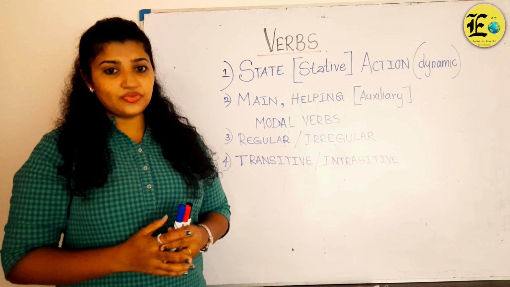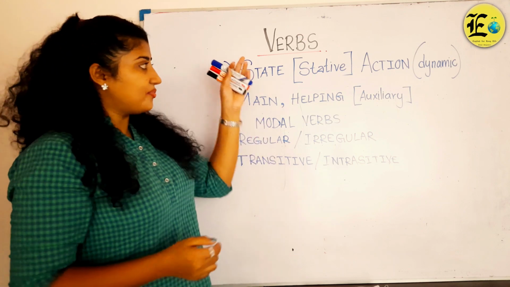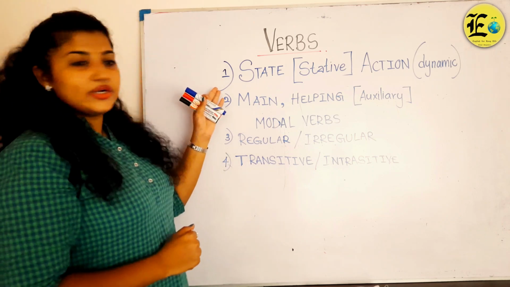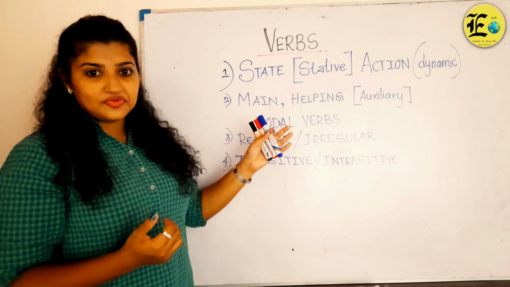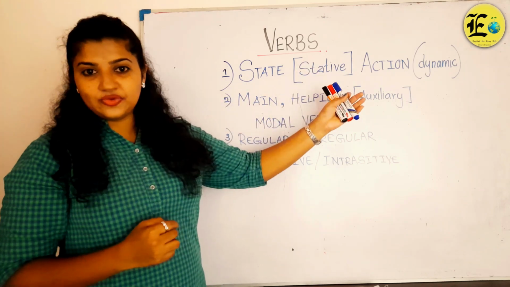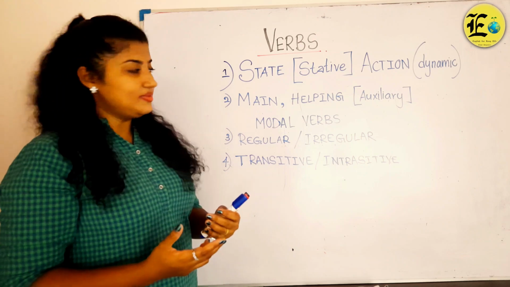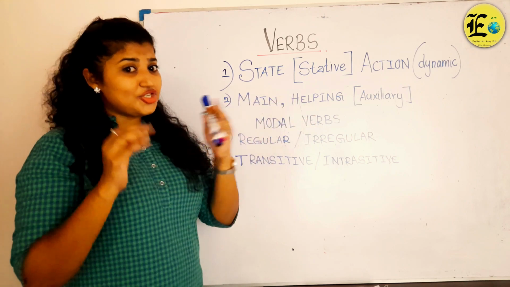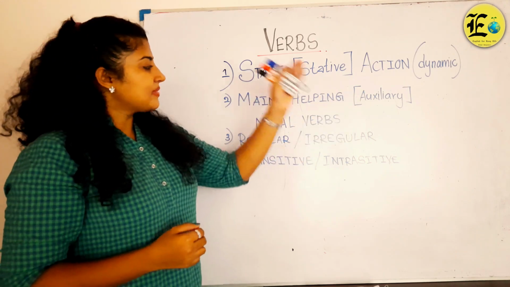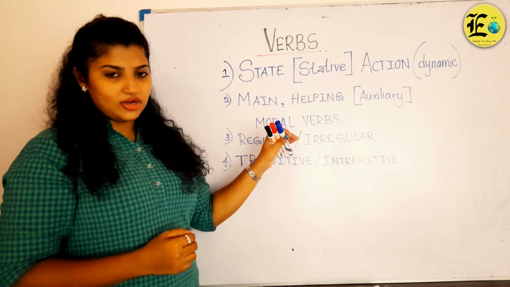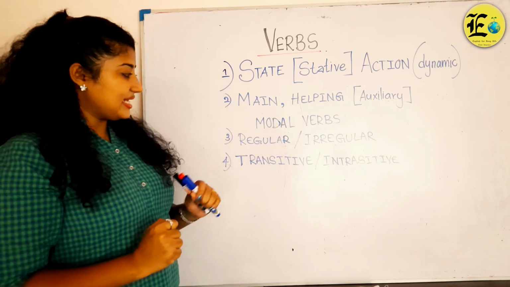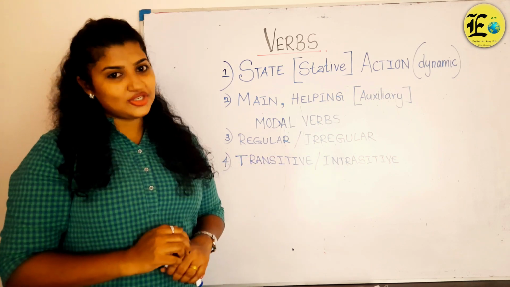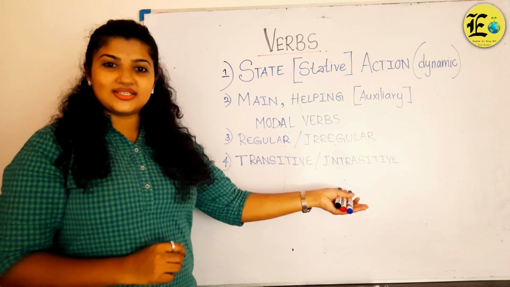The four main topics we will be discussing under our major topic, verbs, would be as follows. The first important category would be state verbs, or you might even have heard them as static verbs. The next one is action verbs, which are also called dynamic verbs. Number 2, main verbs or the helping verbs, which you might call auxiliary verbs. Under that, you will even learn modal verbs. The third important category is regular and irregular verbs. And the final content in our discussion today would be transitive and intransitive verbs.